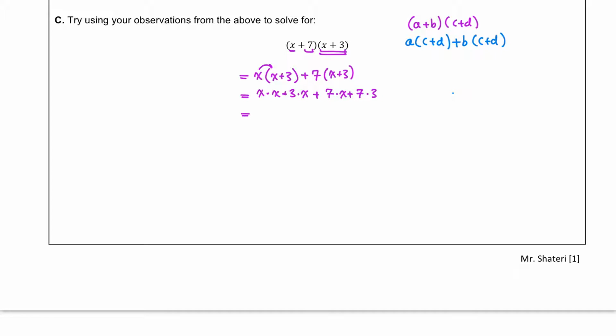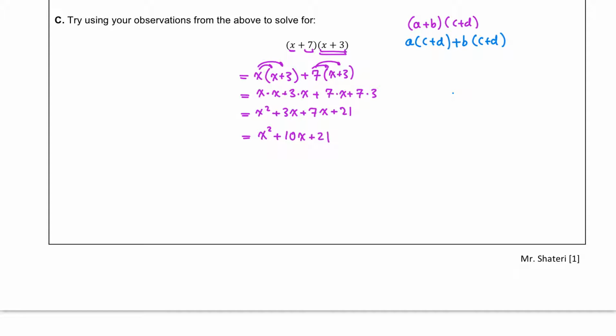So again, I have distributed my x and I have distributed my 7. X times x is x squared. 3 times x is 3x. 7 times x is 7x. And 7 times 3 is 21. Now, do I have like terms? I do. I actually have 3x and 7x, which are like terms, so I can add them together and get x squared plus 10x plus 21, because 3 apples plus 7 apples is equal to 10 apples.